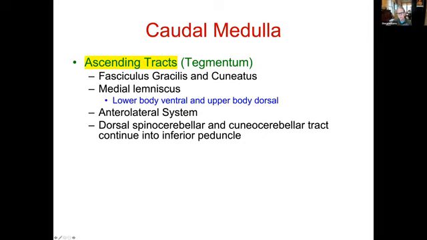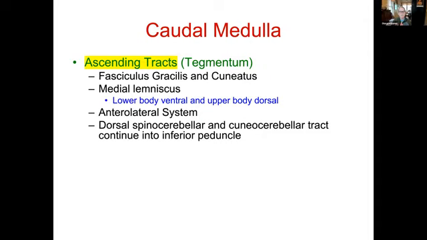Two major ascending tracts that we see in the caudal medulla, ascending from the spinal cord, carry information about discriminative touch and conscious proprioception, and discriminative pain and temperature. So coming from the spinal cord, we have the fasciculus gracilis and cuneatus. Those are carrying discriminative touch and conscious proprioception from the legs and upper limbs. And in the same section in the caudal medulla, there are two nuclei associated with those tracts where that information is going to be handed off.